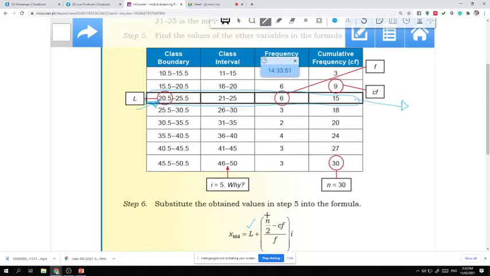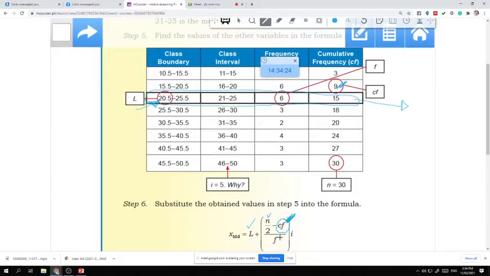Okay. N over 2, you know what N is. 30. Now, what is the value of CF? If our CF is 15, take note of that, the CF is 15. Now, what is the least number of CF before 15? It's 9. Oh, that's the CF that I'm going to be using in the formula. Is that clear, Section Galileo?